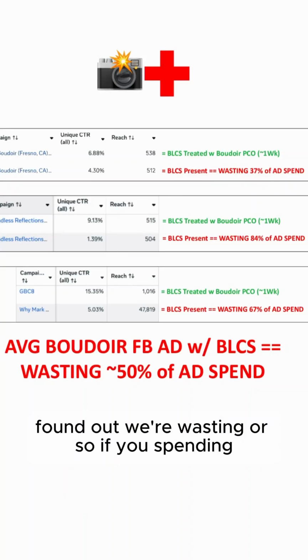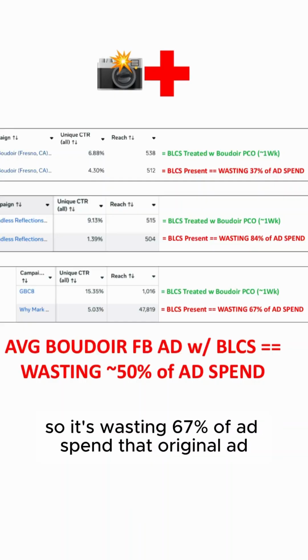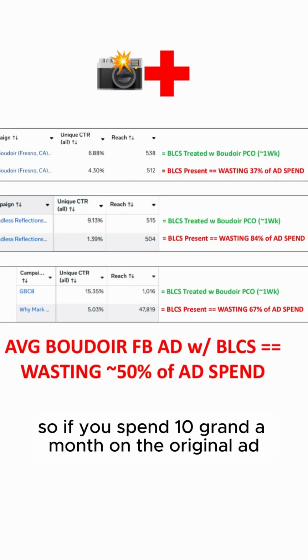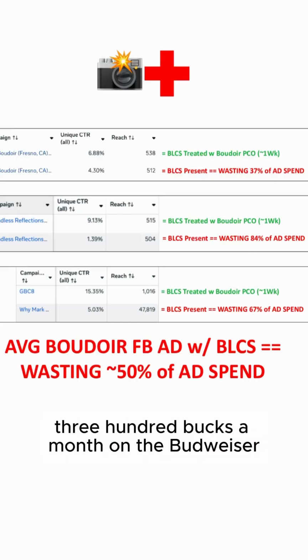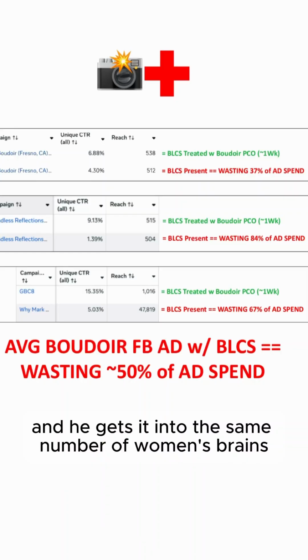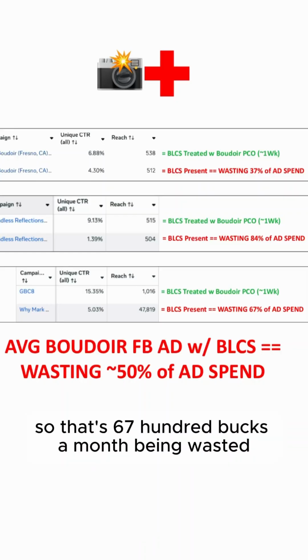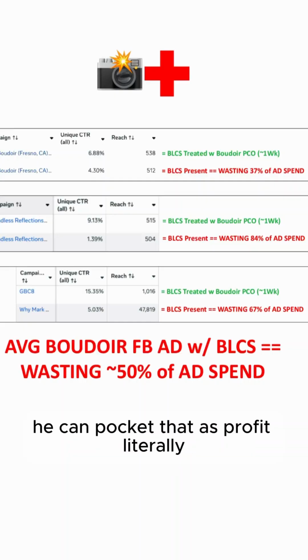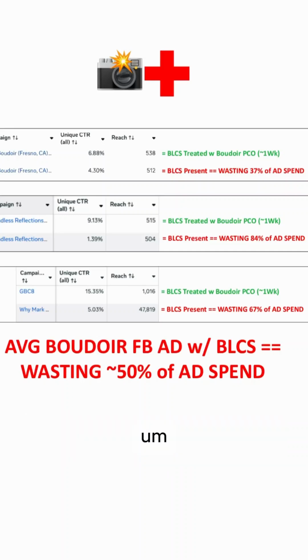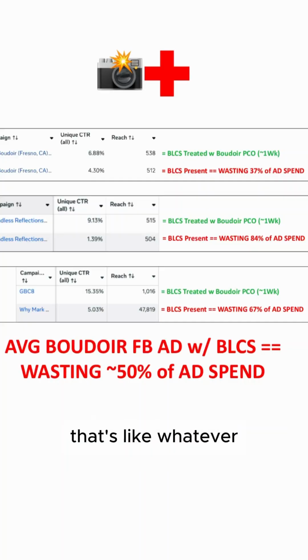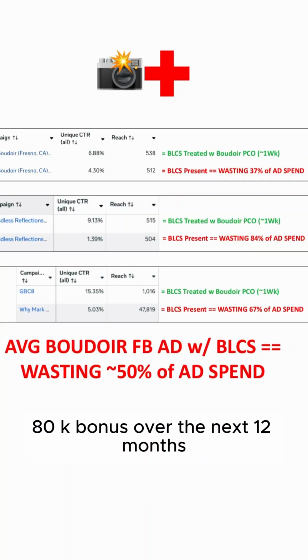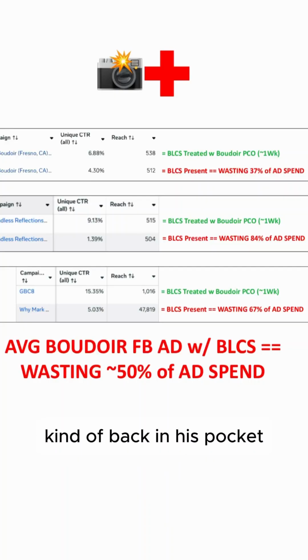So we found out he was wasting 67% of ad spend on that original ad. So if he's spending 10 grand a month on the original ad, now he only has to spend $3,300 a month on the Boudoir Pico treated ad, and he gets it into the same number of women's brains in both scenarios. So that $6,700 a month being wasted, he can pocket that as profit, literally every single month. So it's like an 80K bonus over the next 12 months back in his pocket.